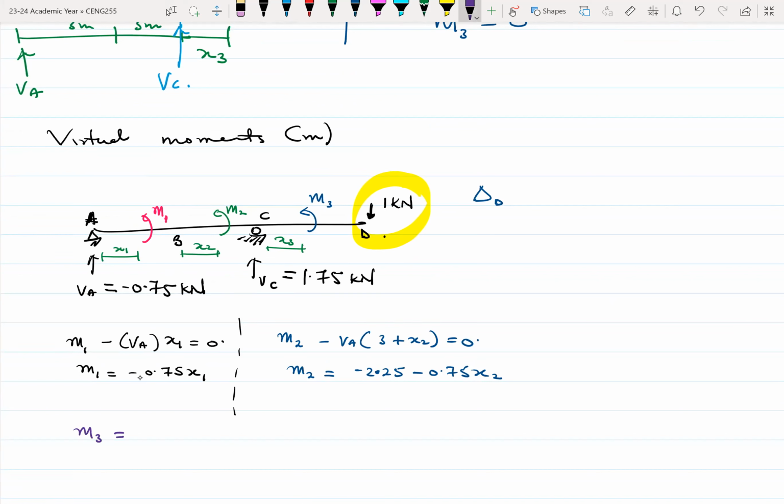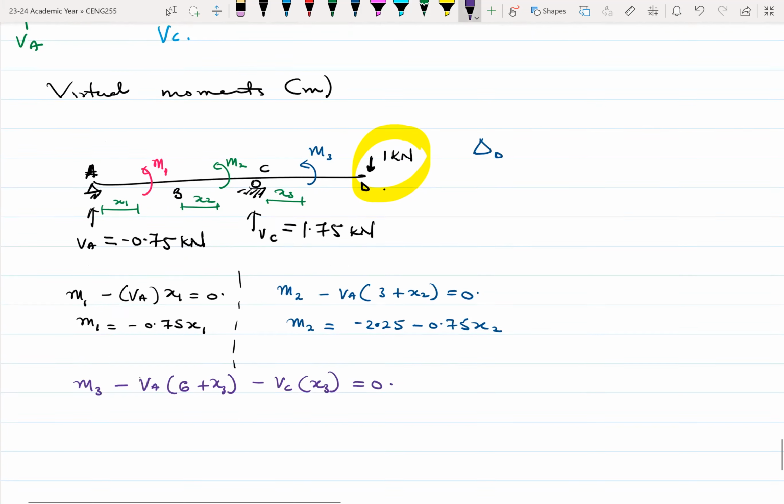M3 will be equal to, or let me put the equation there. M3 minus VA times, is it 6? Yeah, 6 plus X3, then minus VC times X3 equals 0.